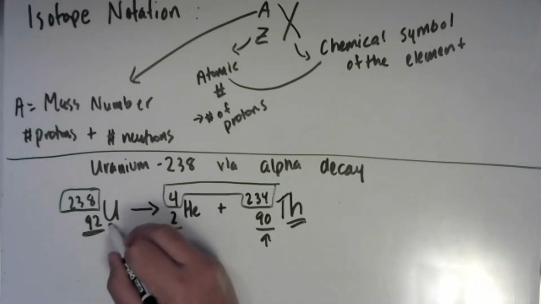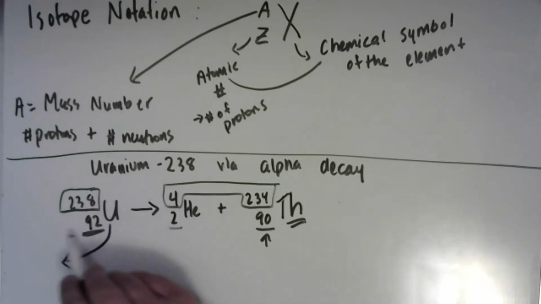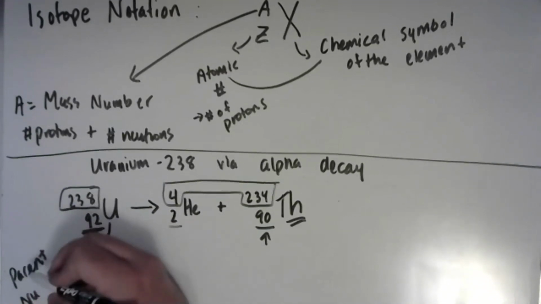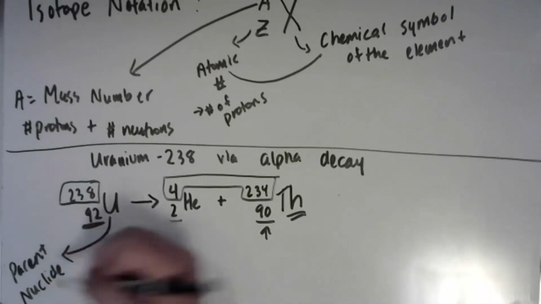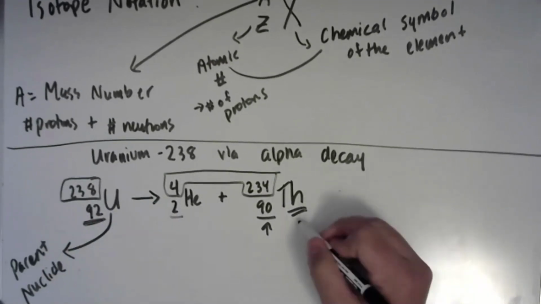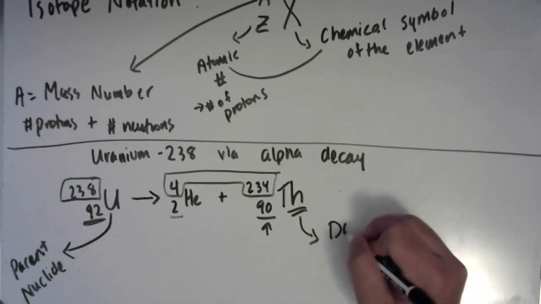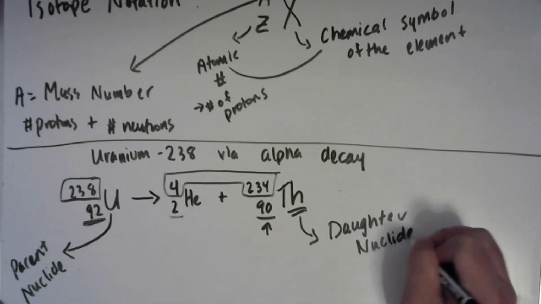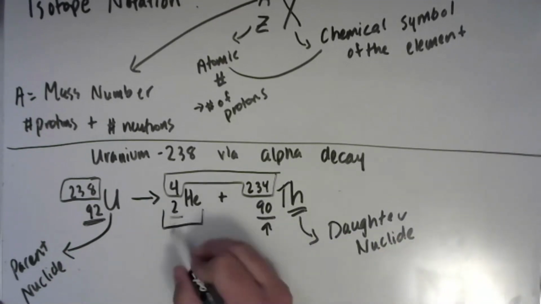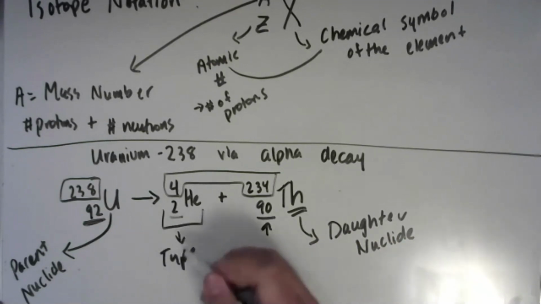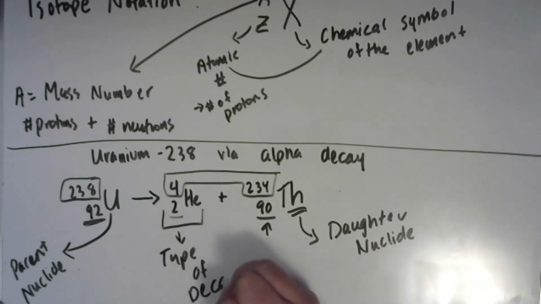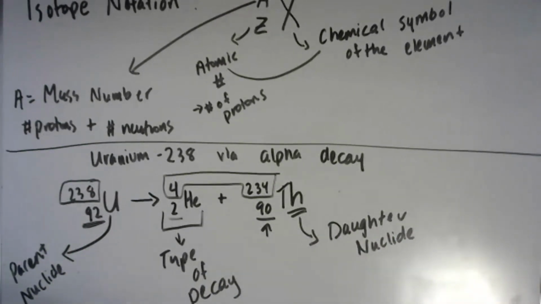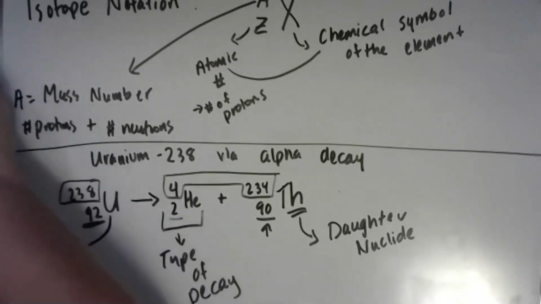For vocabulary purposes, this isotope is called the parent nuclide, and this isotope is called the daughter nuclide. And this represents the type of decay. Okay, so let's talk about the different types of decay.